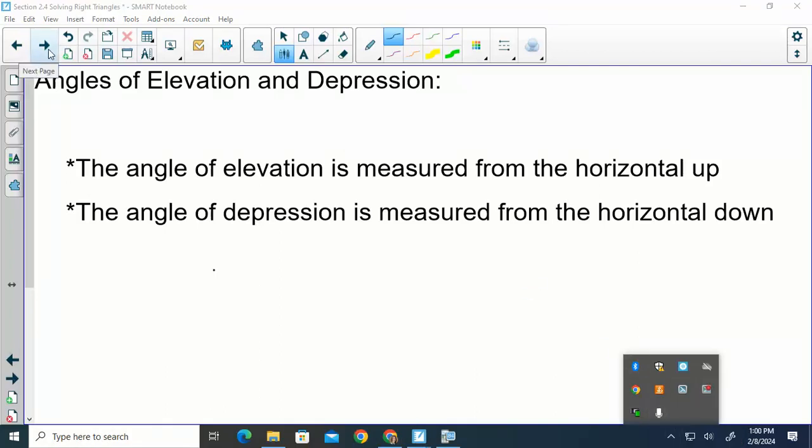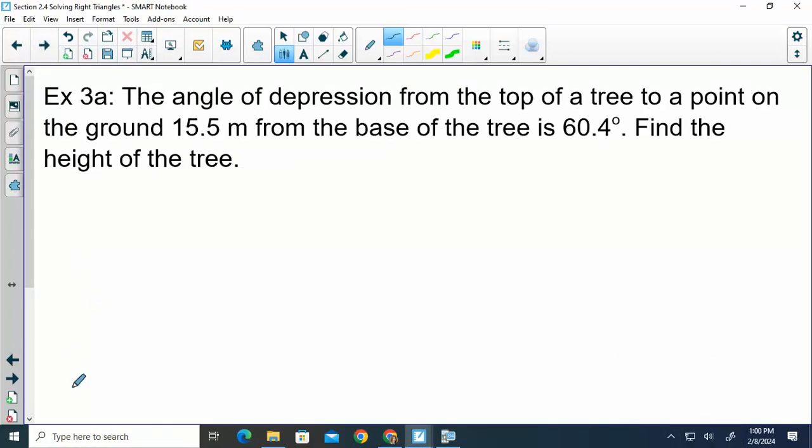Okay, so let's try at least one before I end for the day. So, the angle of depression from the top of a tree to a point on the ground, 15.5 meters from the base of the tree is 60.4 degrees. Find the height of the tree.